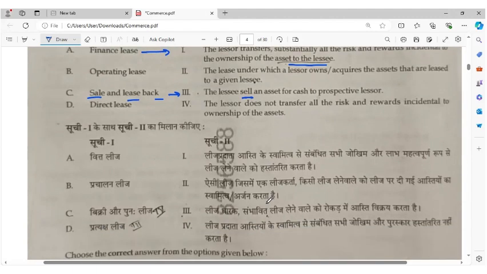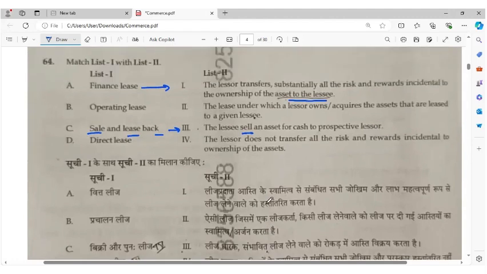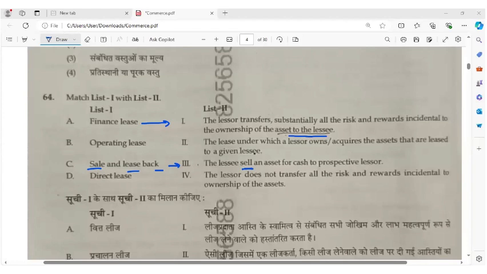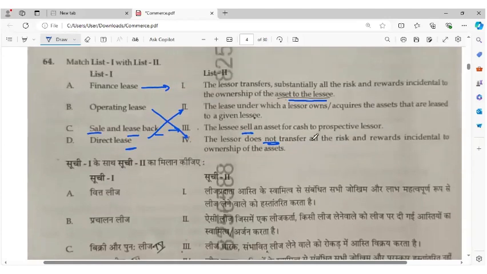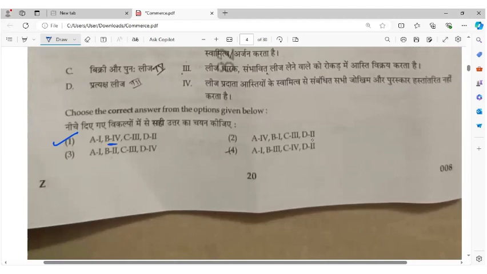Operating lease is related to option 4, where the lessor does not transfer all the risks and rewards incidental to the ownership of the asset. After that, direct lease is related to option 2, the lease under which the lessor owns and acquires the asset that is leased to the given lessee. So the answer to 64 is option 1. In this question you just need to confirm option B: if you confirm that operating lease is the one where the lessor does not transfer all the risks, then only option A has the fourth.